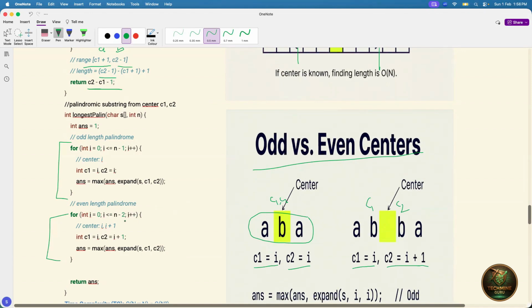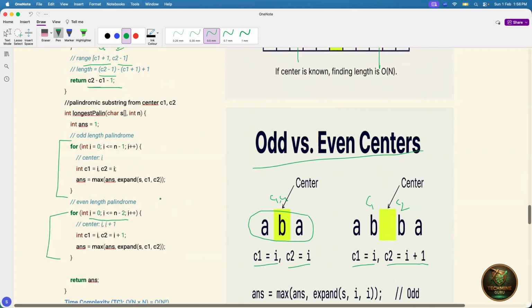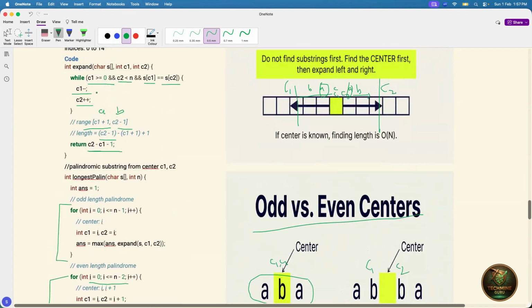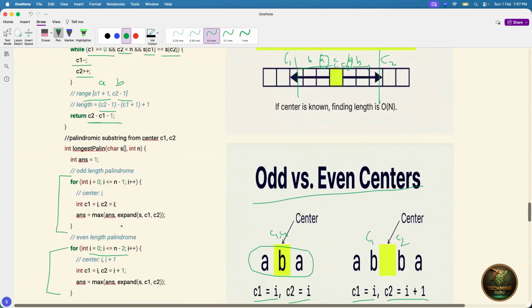But for the even length, we are running the for loop from i equal to 0 to n minus 2. Why? Because in the even length, we are taking the second pointer as i plus 1, so it will reach the end of the array earlier. And inside that, we are just using this helper expand function to check whether we are getting the length or not. Every time we get a length, we keep checking whether it is the max length or not, and we keep storing it in the answer variable.